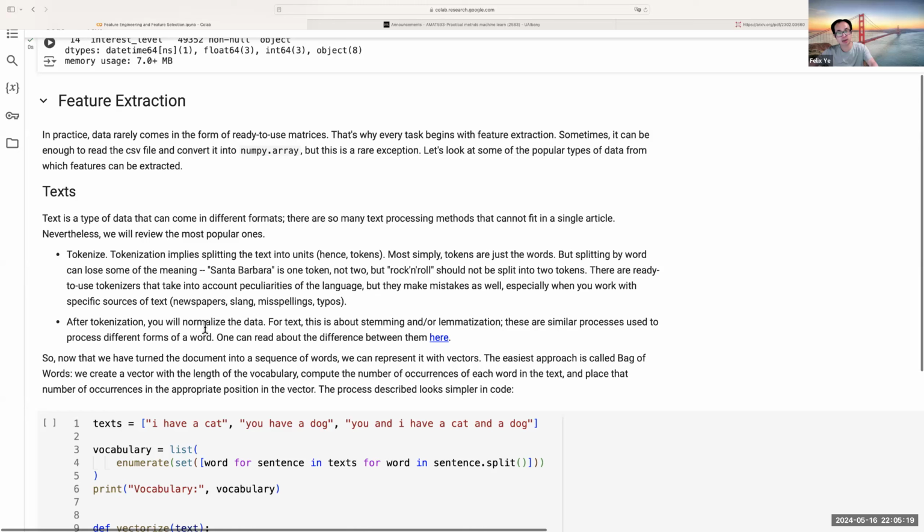After tokenizing, we are going to normalize the data. We can do stemming or lemmatization. What is that? For example, he and him are the same thing, and are going to be mapped into the same token. There is a similar process for other word forms. There are a bunch of differences, and you can click this link to see the differences and how to normalize the data.